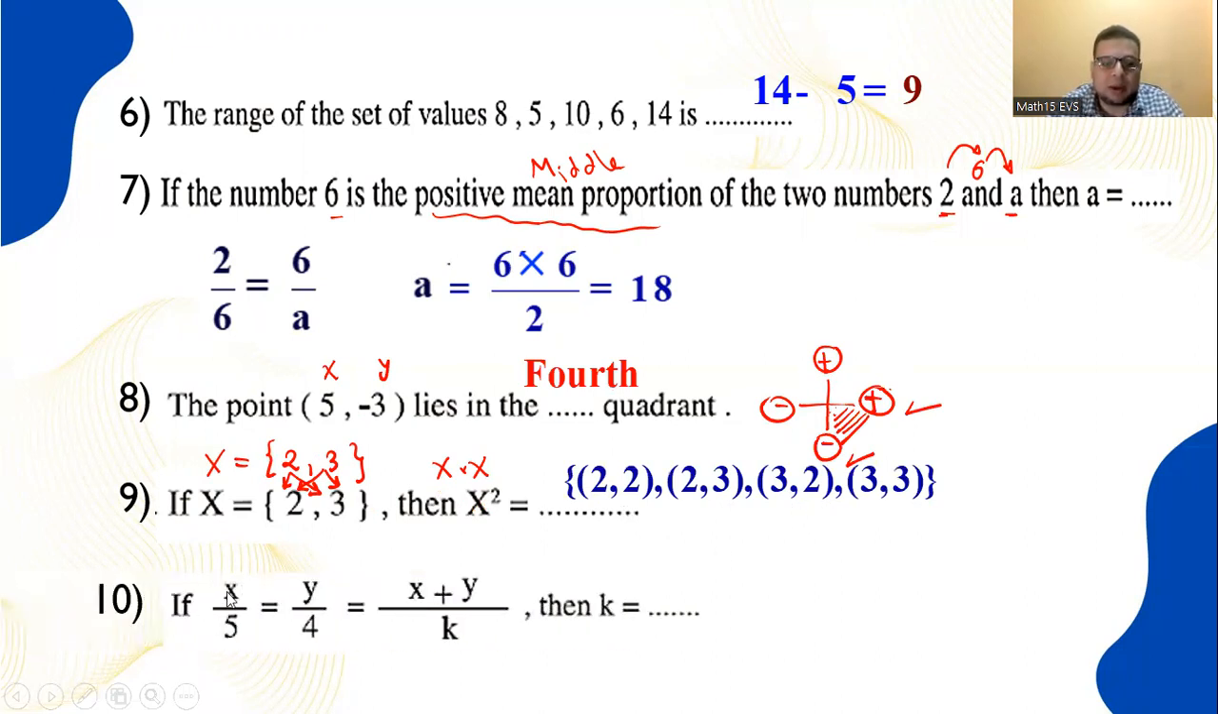Question number 10. If x over 5 equals y over 4 equals x plus y over, yes, here the sum of the antecedents equals the sum of the consequents. So here it will be 4 plus 5, which is 9. So okay.